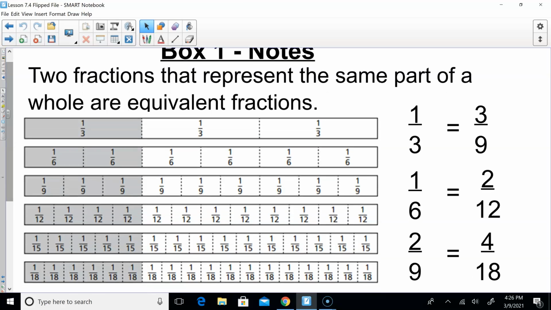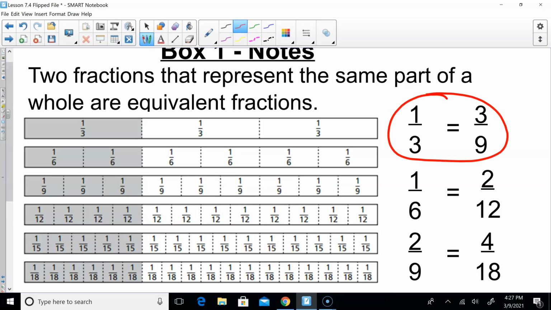So we have right here 1/3 is equal to 3/9. If we look right here, here's 1/3 shaded in, this part right here. We look at where we have ninths, right here's that same line, so we're on the same one, but it's 1, 2, and 3 of them. So realistically, 1/3 is equal to 3/9.